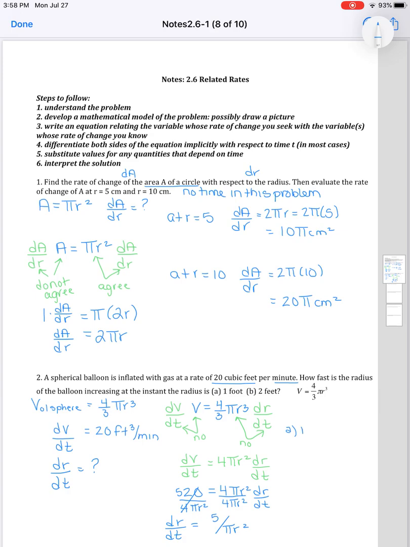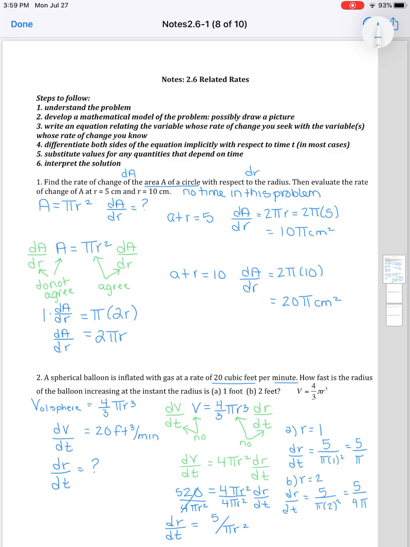So what do we know? Well, we know dV/dt is 20, so I can sub that in. My goal is to solve for dr/dt, so I'm going to divide now by 4 pi r squared. Those values of 1 and 2 should not be subbed in yet. I'm going to simplify, and my equation for the rate of change of the radius with respect to time is now 5 over pi r squared.